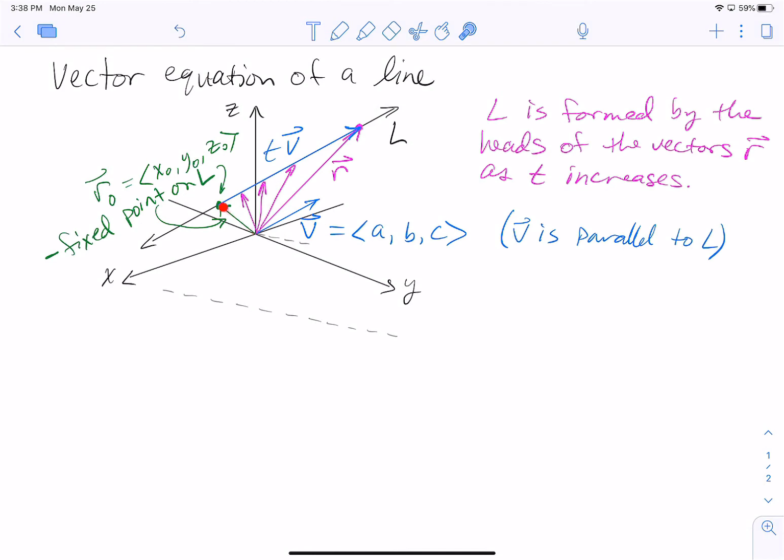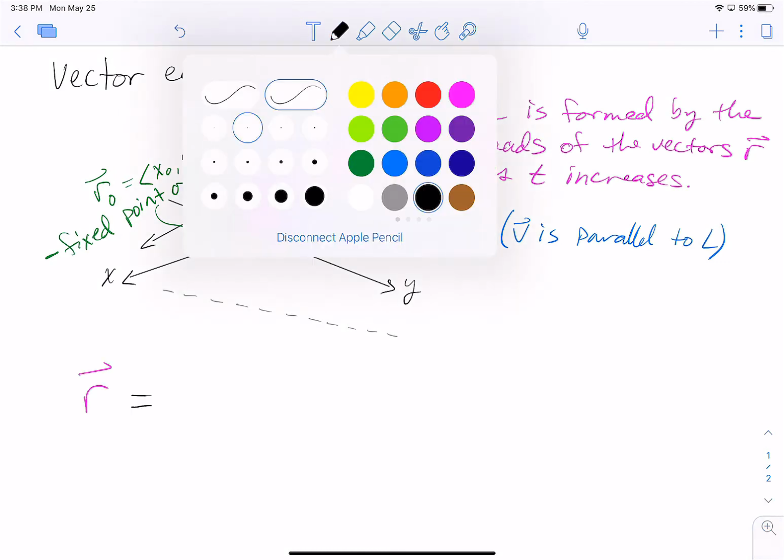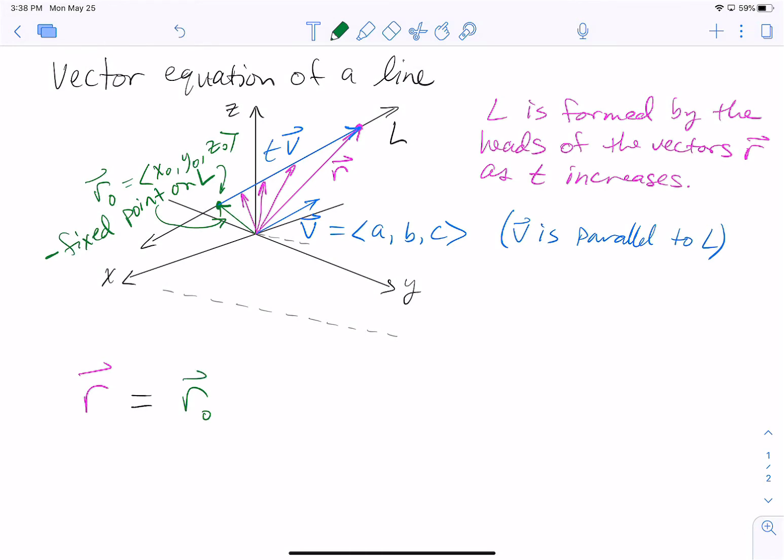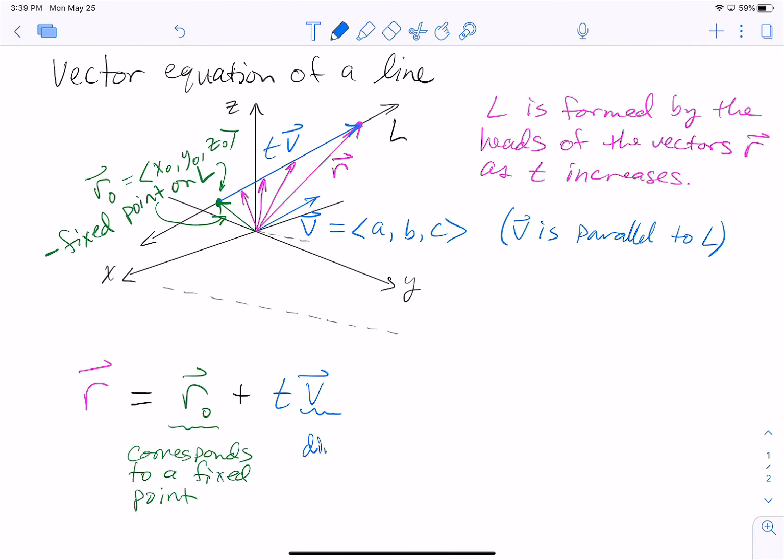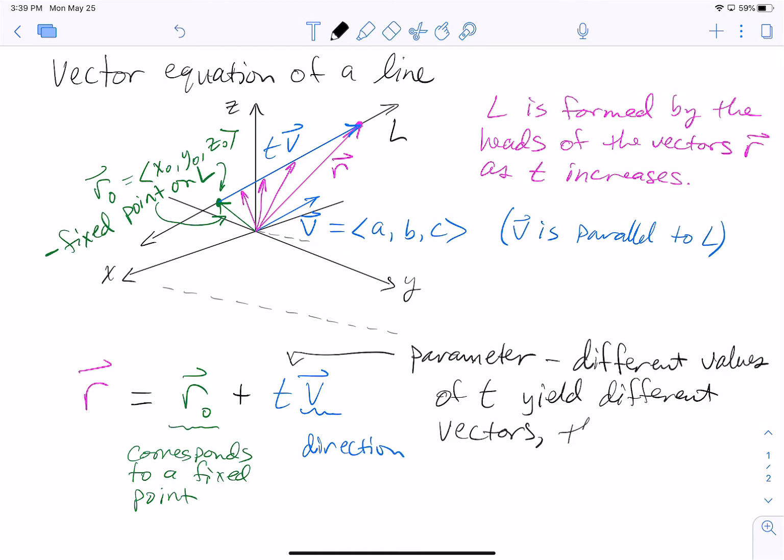And using vector addition, we can in fact represent the vector R as the sum of the vector R sub 0 and the vector TV. Remember, R sub 0 corresponds to a fixed point, and V gives a direction. T is what's referred to as a parameter, and different values of T yield different vectors, the heads of which are points on L. Since the line is traced out as T changes, T becomes our input variable.